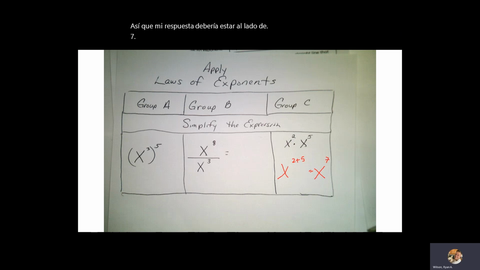What about for group B? What do I do with B? Subtract. They both have the same bases. So I subtract the exponents. So that means I'm going to get x to the 5th as my answer.